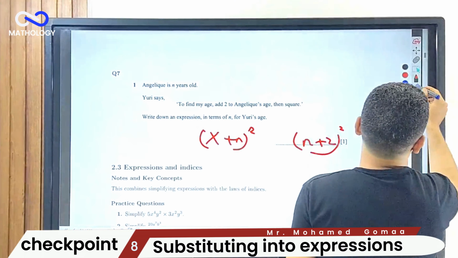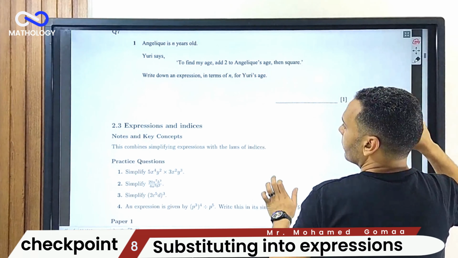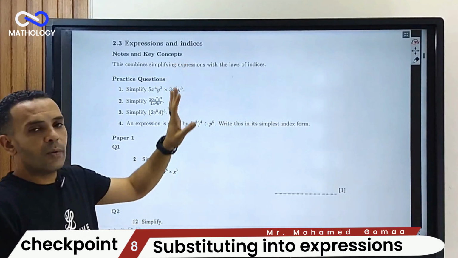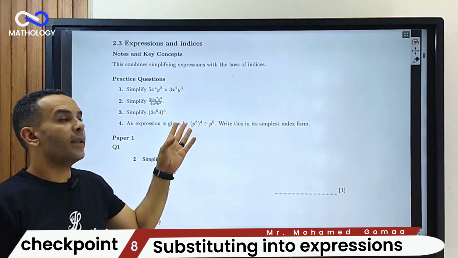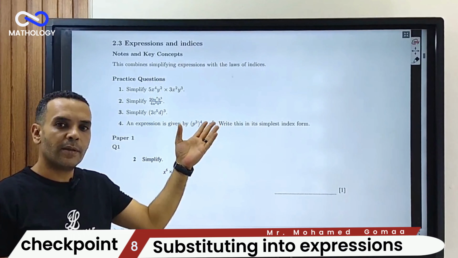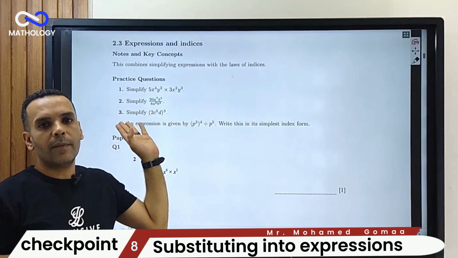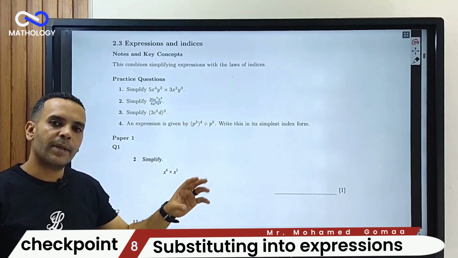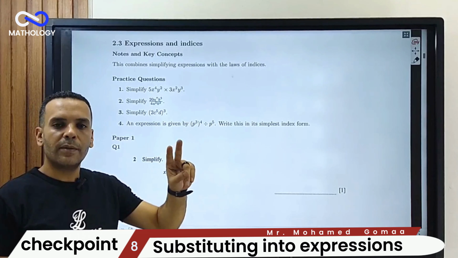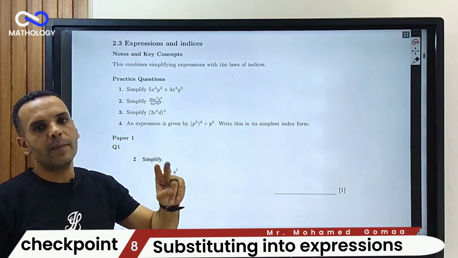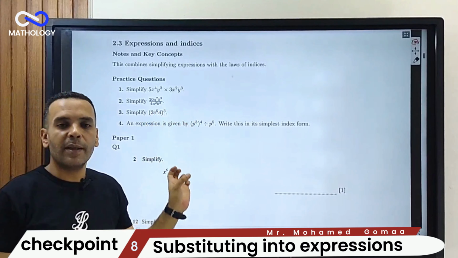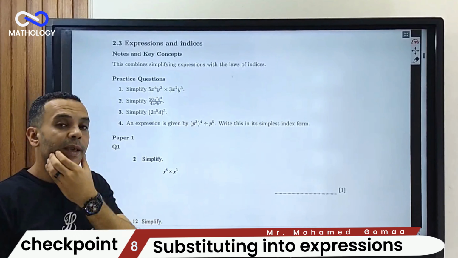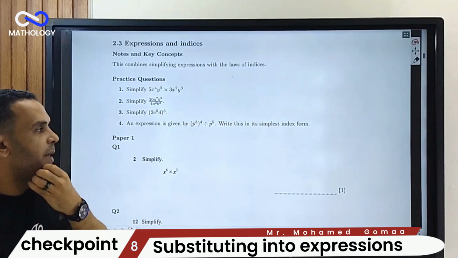The third lesson in this unit is talking about expressions and indices. Expressions and indices, the same rules of the indices in the previous unit. When we multiply like bases, add their powers. When we divide like bases, subtract their powers. If you have a power raised to another power, multiply them. If you have the same powers and different bases, keep the same power and multiply or divide the bases. If you have a negative power, that means 1 over, okay?